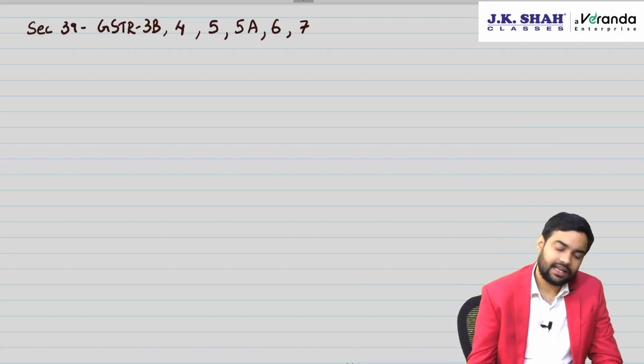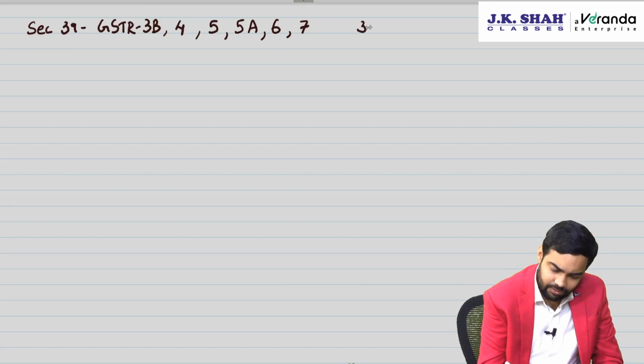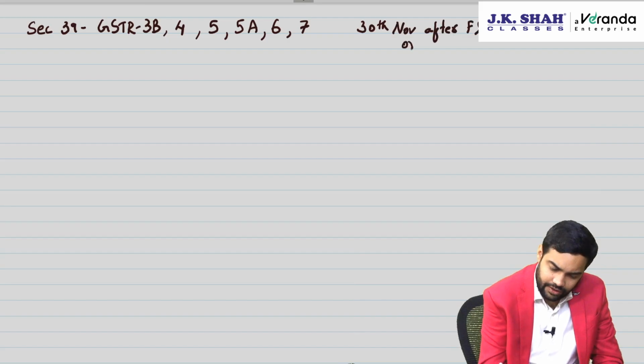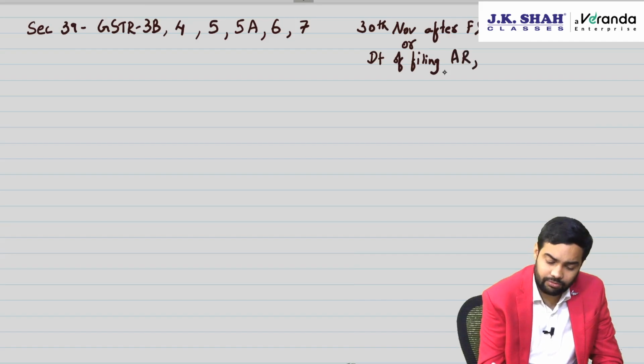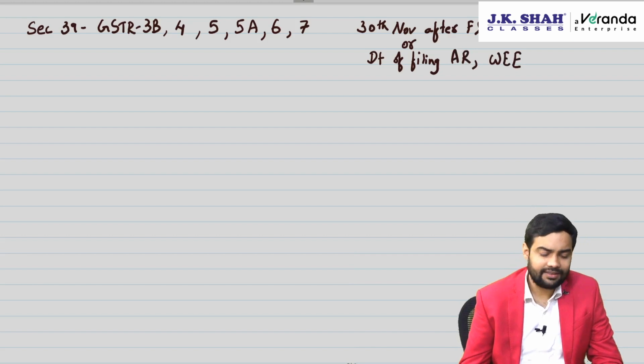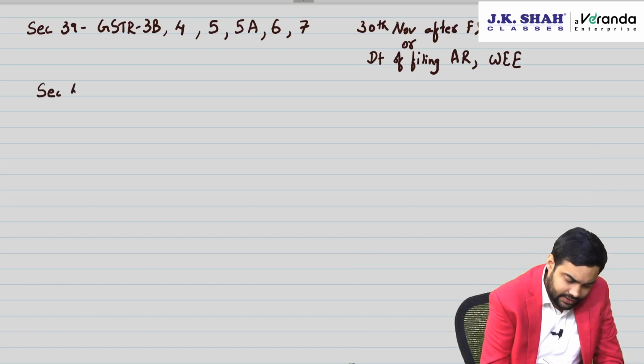Now is there a last date to rectify all this? Same as section 37, 30th November after the financial year, or date of filing annual return, whichever is earlier. But if something is found based on scrutiny, audit, assessment, or enforcement activities by department, then that cannot be rectified. That's anyways there. Section 40 is first return.